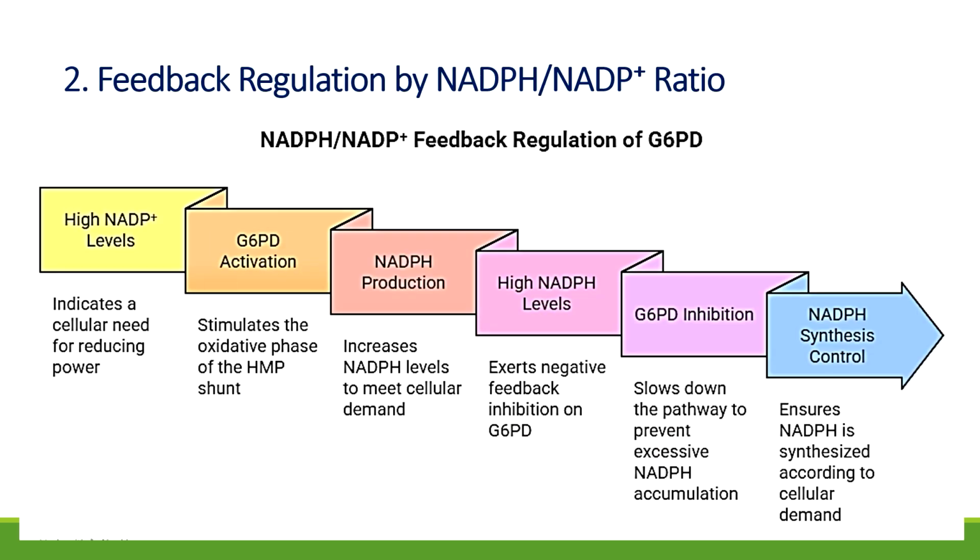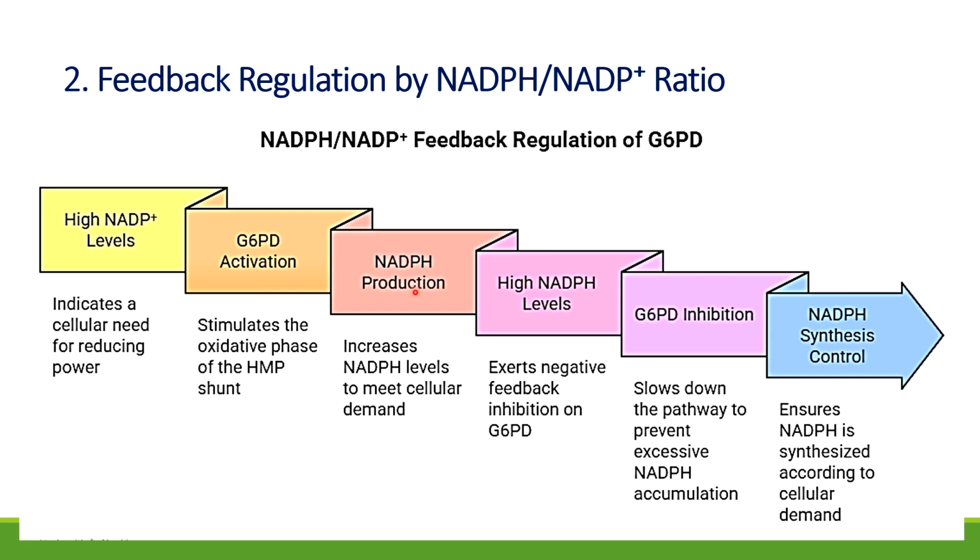Feedback regulation by NADPH or NADP plus. So here the key enzyme, that is glucose 6-phosphate dehydrogenase, is allosterically regulated by the levels of NADP plus and NADPH. When NADP plus levels are high, it indicates that the cell definitely needs these reducing equivalents. Thus, it activates the enzyme and simultaneously the oxidative phase of HMP shunt is initiated.